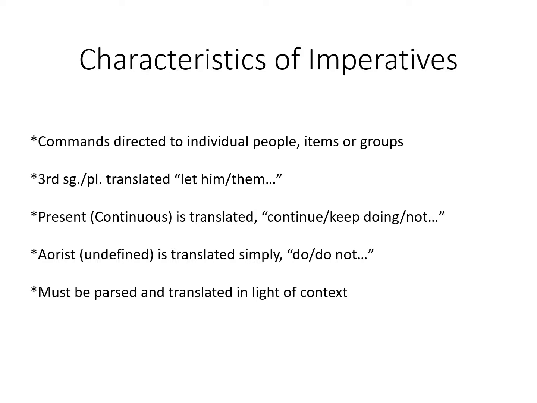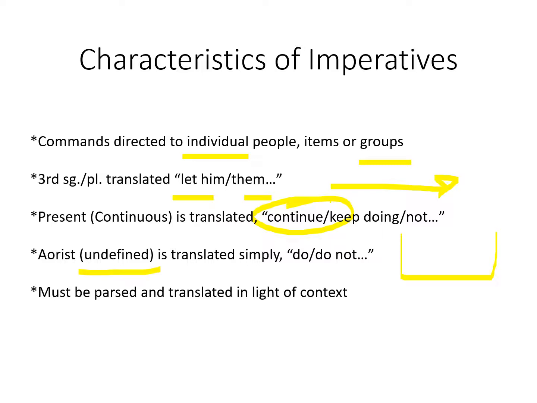Characteristics of imperatives: they can be to individuals or groups. The third person imperative is translated let him or let them. The second person obviously is just you do it. The present has that aspectual frame of continuity, continuous, continue on doing something. The aorist, the perfective or undefined, again, is just something that happens. Just there it is in a snapshot without a view to progress. So the difference again between the aorist and the present is that here there's no view of progress.